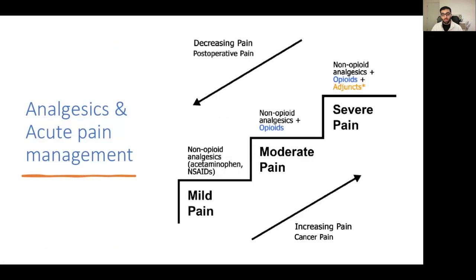Then we have the analgesic ladder, which we've touched upon earlier in the presentation. So again, post-operative pain is meant to start bad and get better, which is the opposite of cancer pain, which is what the WHO pain ladder was developed for. So again, start with your strong opioids, as well as NSAIDs and paracetamol, and then gradually titrate it down as you move further away from surgery and as pain improves.